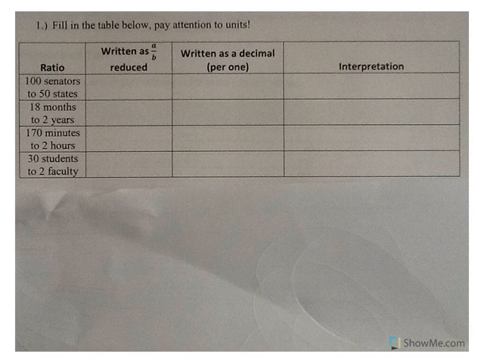So if you look at it, we are given a ratio using the word "to," and we're going to change it first to be a fraction, then we're going to write it as a decimal, and then we're going to go ahead and interpret that. So in the first one, we have 100 senators to 50 states. When you're writing that as a fraction, the one that goes on top is whatever comes first. So I'm going to start with 100 over 50 for our first piece.